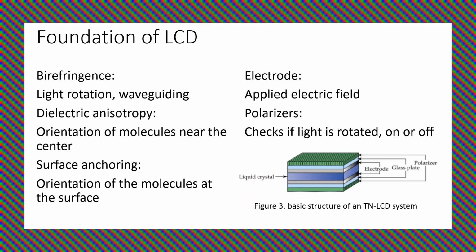So we laid the foundation of LCDs. First, the liquid crystal has birefringence, dielectric anisotropy, and surface anchoring. These help the LCDs. Birefringence helps with rotating, which is waveguiding. Dielectric anisotropy orients the molecule into vertical or horizontal, depending on whether there's an applied voltage or not. Surface anchoring makes sure that it's at 90 degrees, making that helical shape. An electrode creates the electric field, and the polarizers analyze whether light is passing through or not.